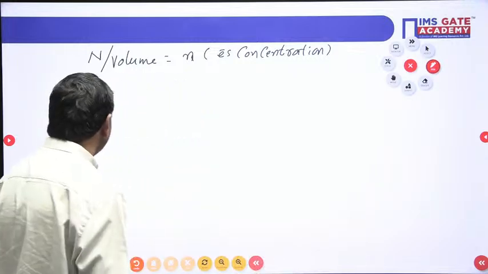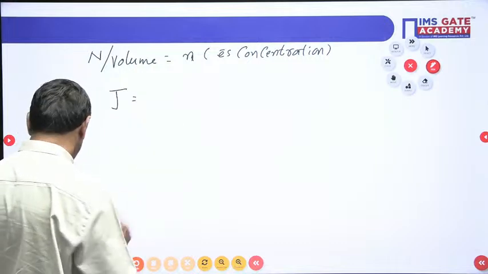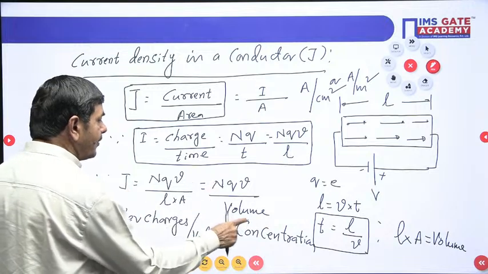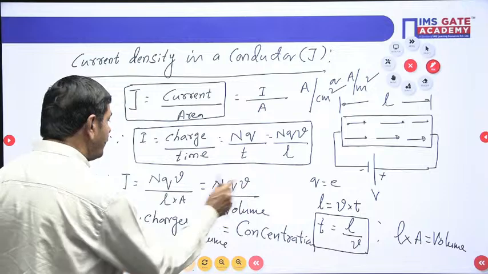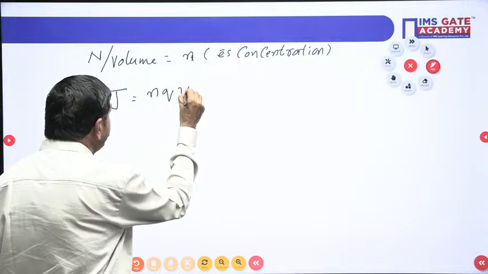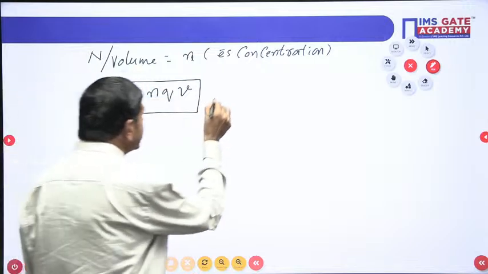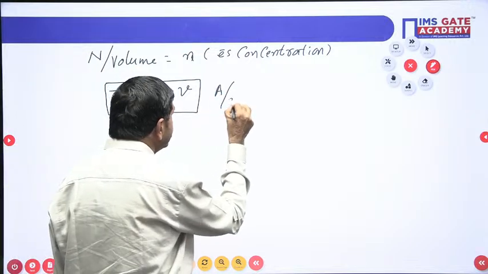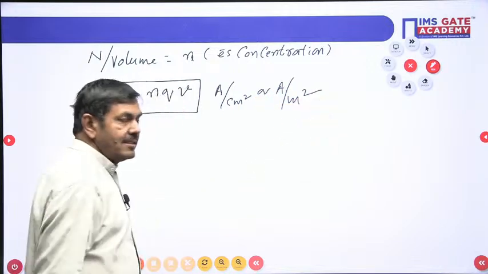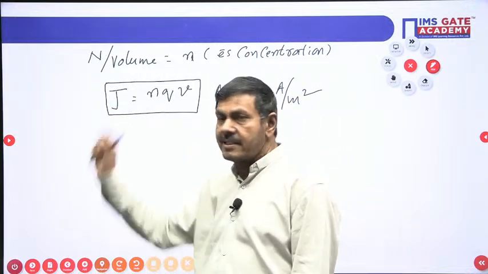Electrons concentration. Now, finally, I can write current density by using this formula. What formula can I give? J equal to N per volume, small n into Q into V, nQV. N into Q into V. Yes, this is one more formula. The units I gave: amperes per cm square or amperes per meter square. So, concentration into charge into drift velocity is nothing but the current density only.